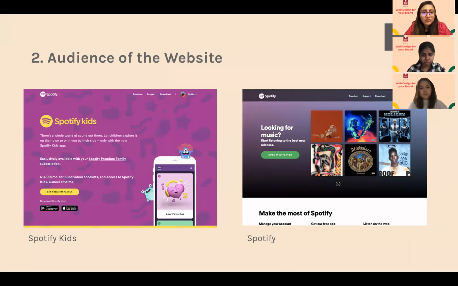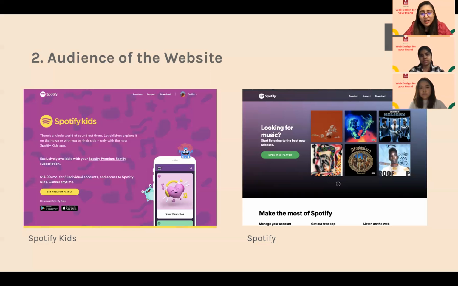The second thing that you have to know is who is the audience of the website? Who are you expecting to visit your website? And based on that, here are two examples. Both are landing pages of Spotify. The first one on the left is Spotify Kids. So here the audience is basically children. So the design is very colorful again. It has a lot of illustrations, cartoons, bright yellows and purples, which attract the attention of kids.